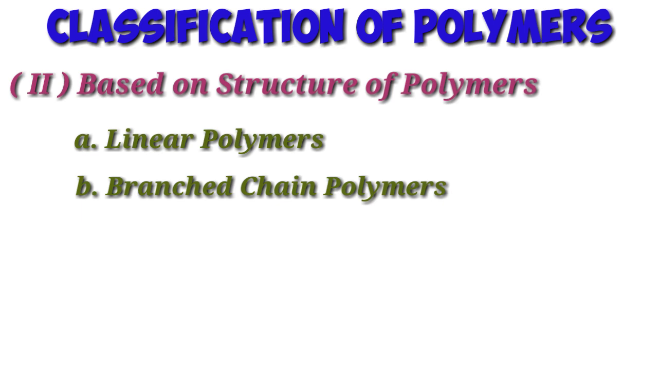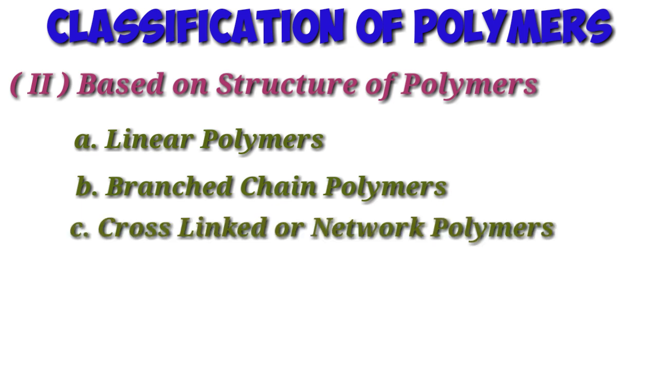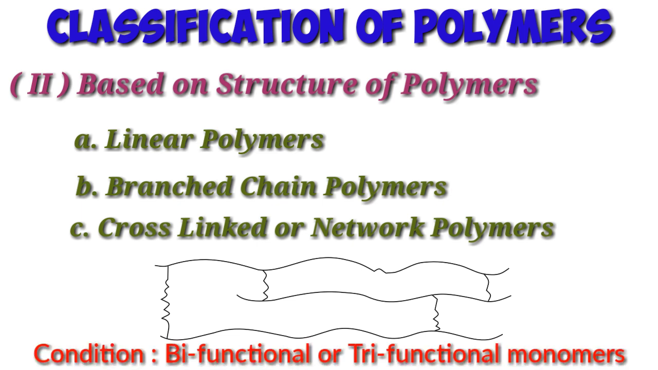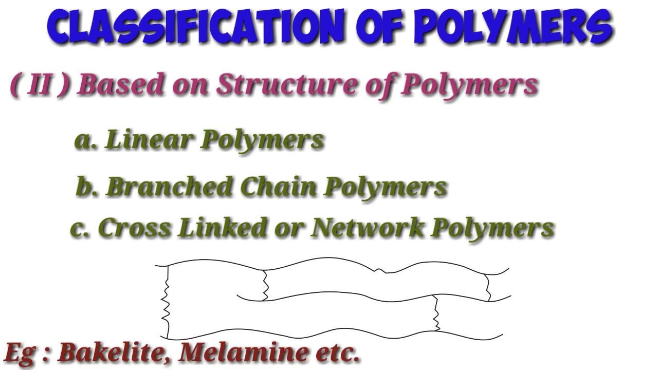Next one, cross-linked or network polymers. Cross-linked polymers or network polymers contain strong covalent bonds between various linear polymer chains. They are formed from bifunctional or trifunctional monomers. Bakelite, melamine are examples of cross-linked polymers.